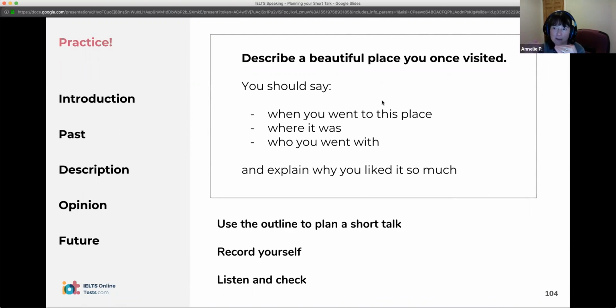Band 8, you'd really be sustaining that all the way through the answer. Yeah. So great. Frequent examples. Definitely.